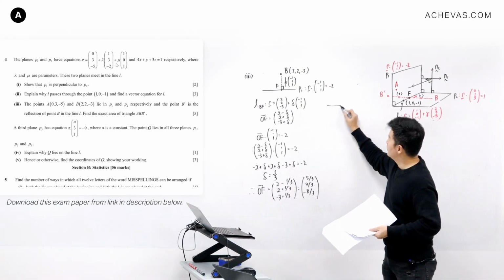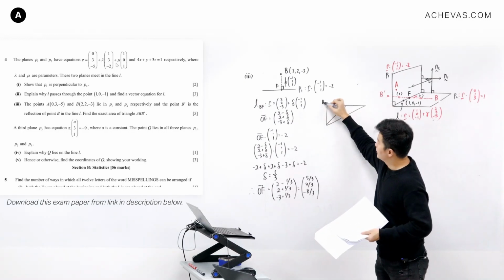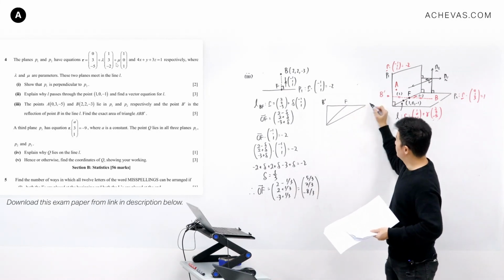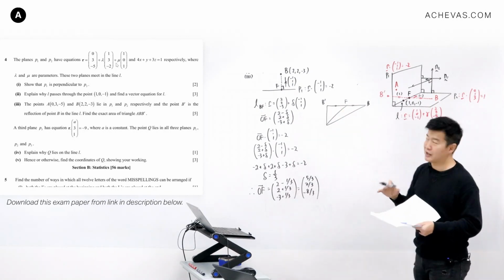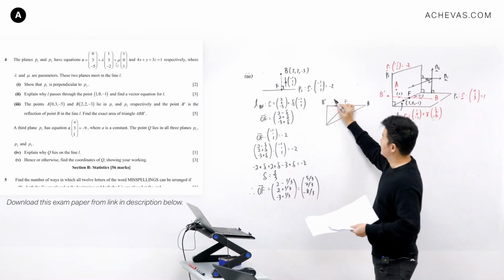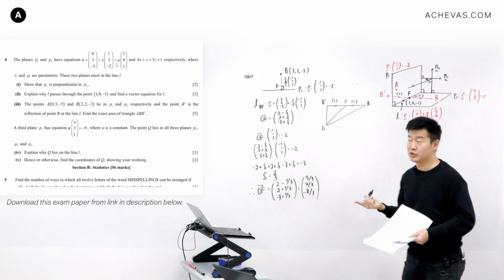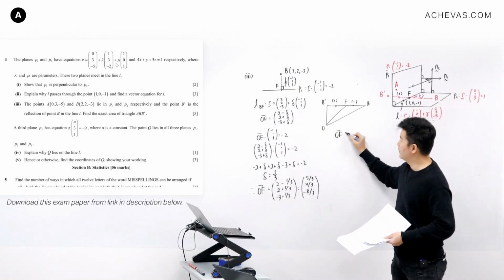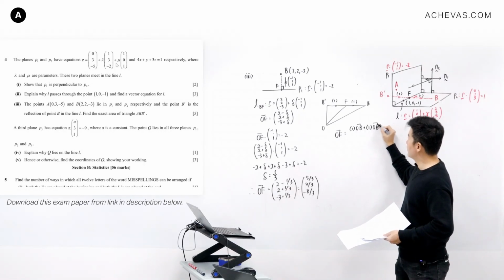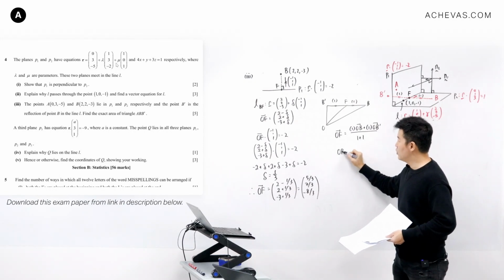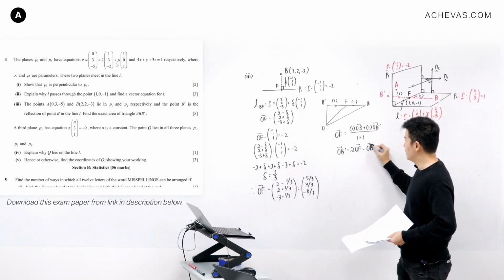Let me redraw the diagram just for visualization's sake. B' here, then F here, and B here. Since B and B' are reflections about this point F, the ratio is going to be 1:1. I'm going to reference everything to the origin and apply the ratio theorem. OF here is going to be 1 times OB plus 1 times OB' divided by 1 plus 1. So OB' is going to be equal to 2 times OF minus OB.